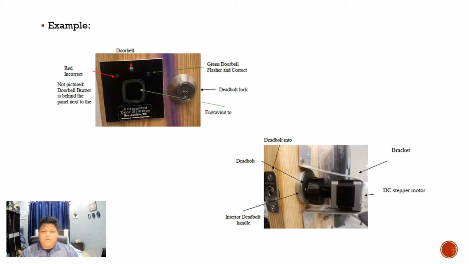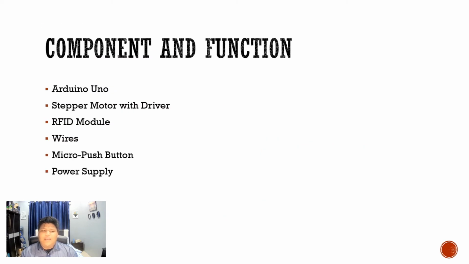Next is the list of components and the function of each component. There are a total of 6 components used in our project. First is the Arduino Uno, our controller for this project. Then the stepper motor with driver, which is the actuator, the RFID module, which is the sensor, wire to connect all the components together, a micro push button as our feedback system, and the power supply, to supply power so that our circuit is functional.